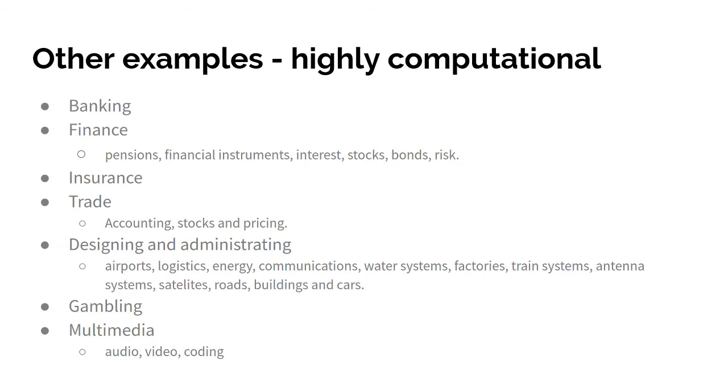There are many other examples of areas where software is highly computational. For example, banking, finance, pensions, financial instruments, interests, stocks, bonds, risk, insurance, trade, accounting, stocks and pricing, designing and administrating these things, for example, airports, logistics, energy, communications, water systems, factories, train systems, antenna systems, satellites, roads, buildings, and cars. Of course, gambling and multimedia, for example, audio, video, and coding.